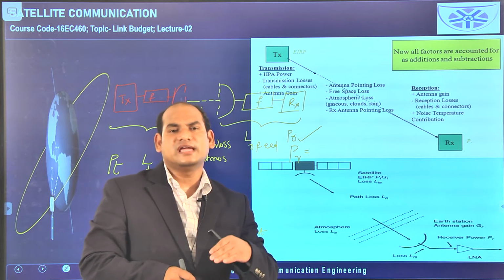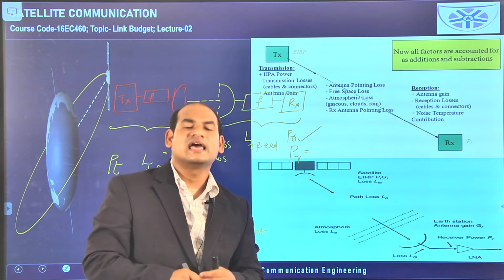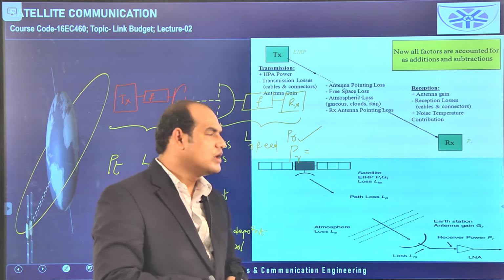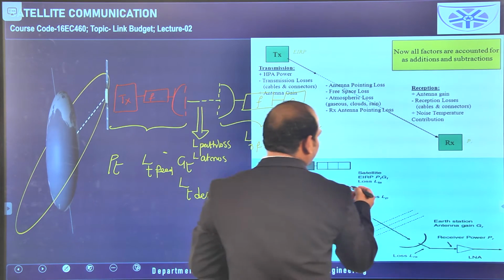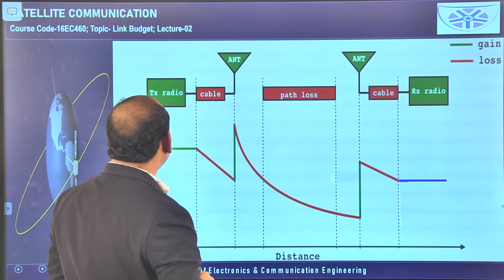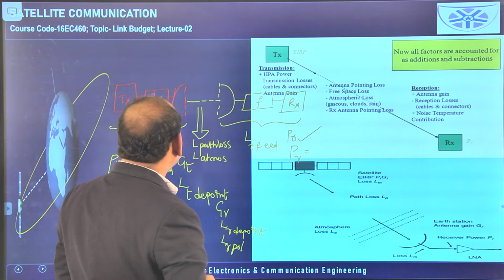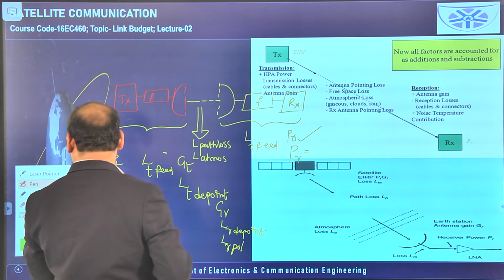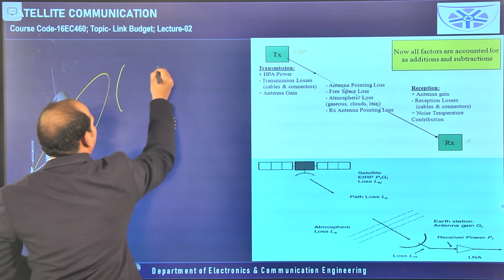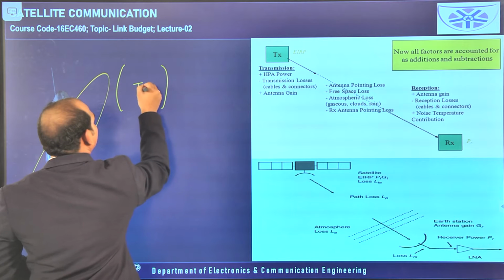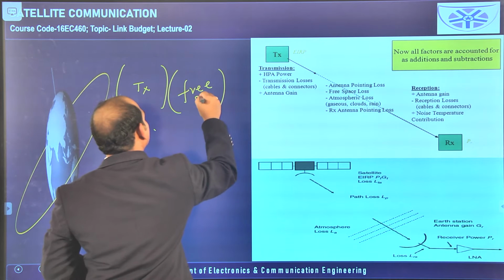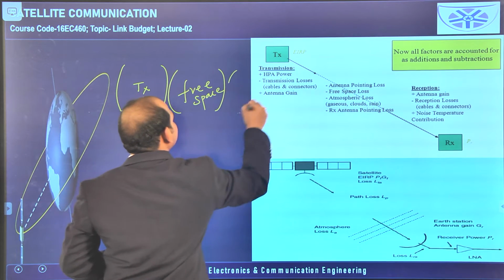If you don't write in dB, loss means you need to write in the denominator, and gain means you have to multiply in the numerator. So in this way we can write. So here I am writing now. So here I am writing all those things. Here transmitter level, this is a free space, and this is a receiver level.